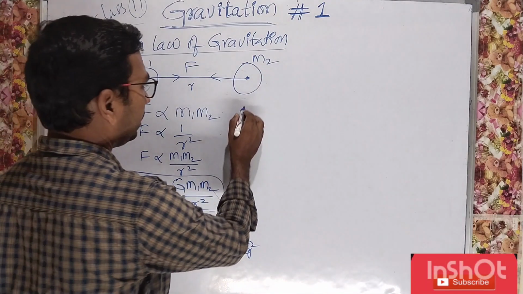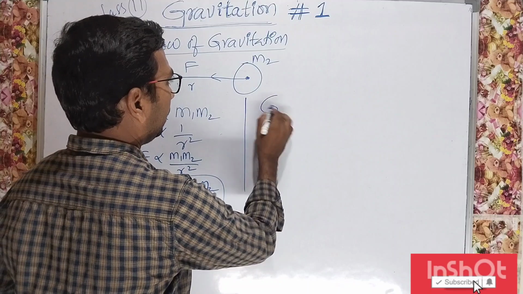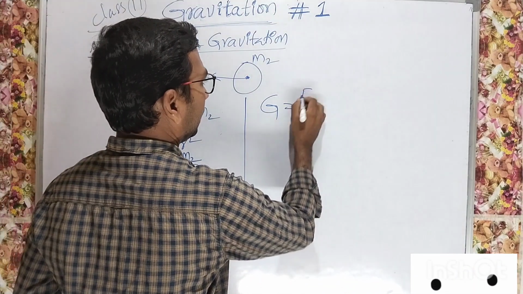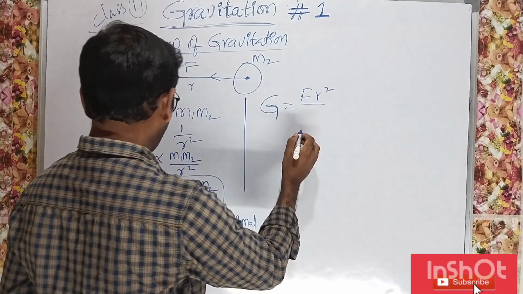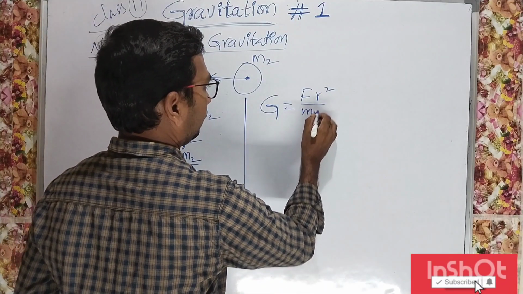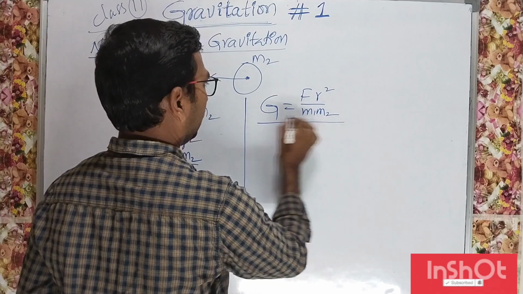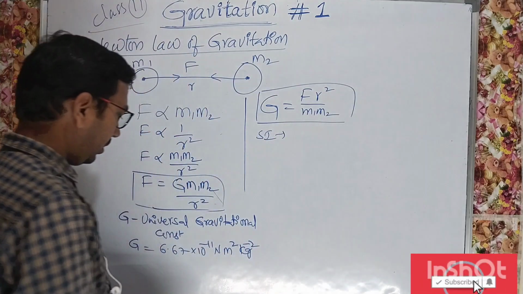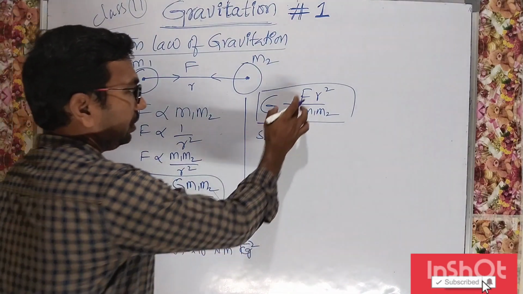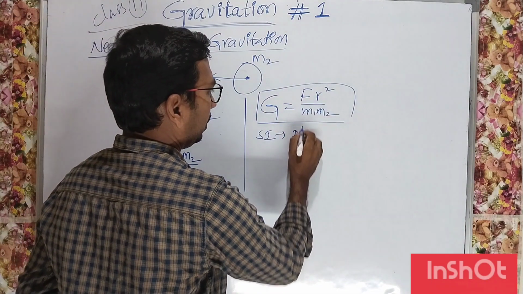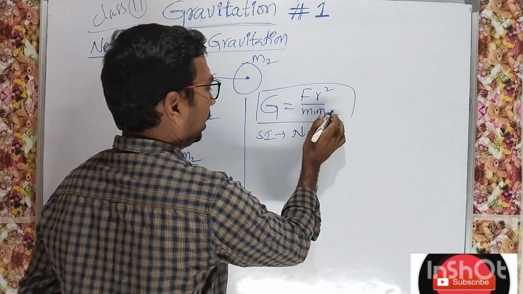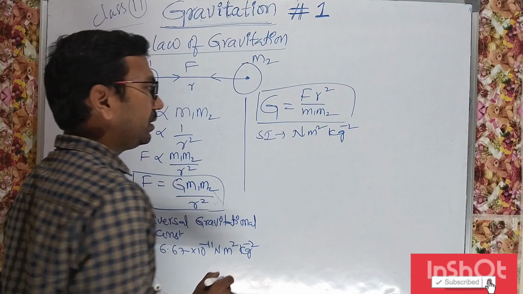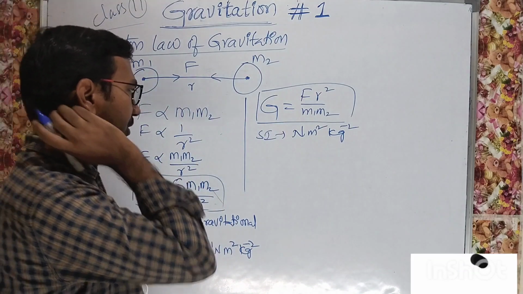Here you can write G in terms of the formula: G is equal to F r square by m1 m2. So what is the SI unit of capital G? The SI unit is Newton meter square per mass into mass, kg minus 2. This is the SI unit of the gravitational constant.